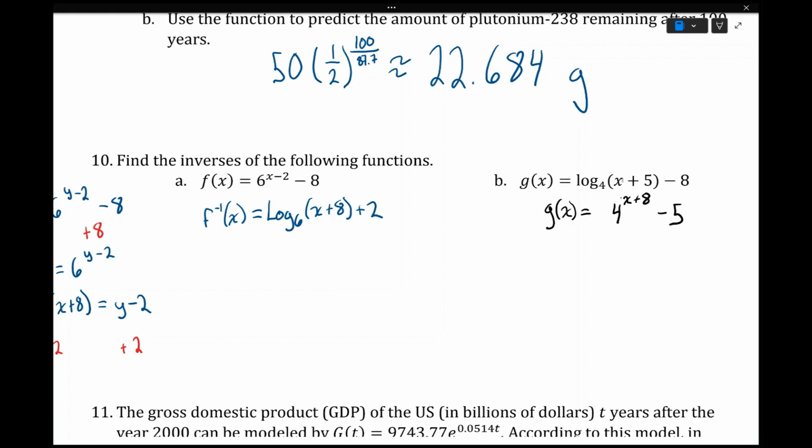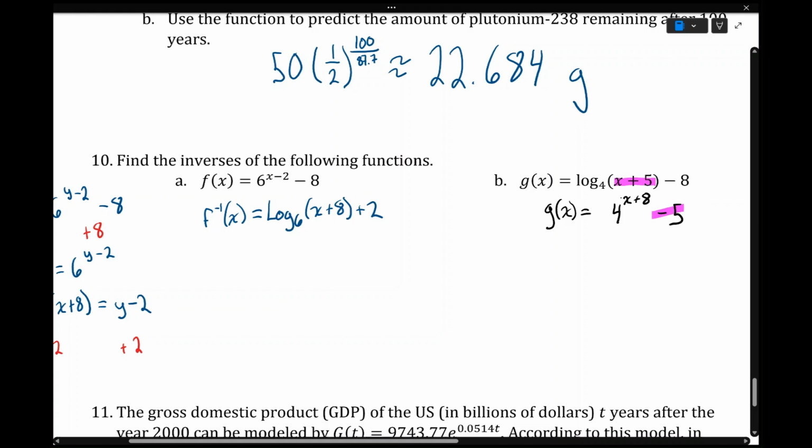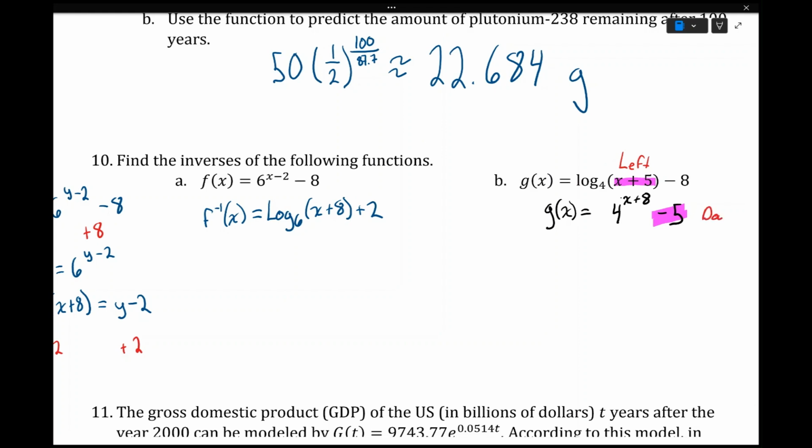Another way you can think of it is by transformations. This x plus 5 is a left transformation. In the inverse, it should be a down transformation because we're switching x and y. Actually, let me make a note of that. Left becomes down because we're switching x and y. Similarly, this down transformation of minus 8 should turn into a left transformation in the inverse. So that should be an x plus 8. So that's just another way to think of it, to check your work or do it another way.